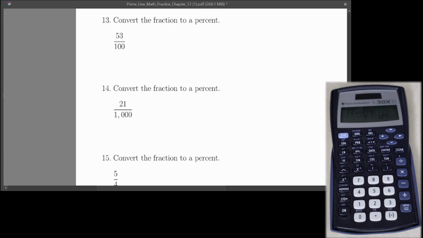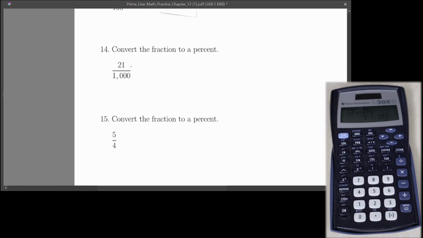Okay, convert the fraction to a percent. So we're going to have 53%. Convert the fraction to a percent. Well, if we divide everything by 10, we get 2.1 over 100. And then we can write that as 22.1%.